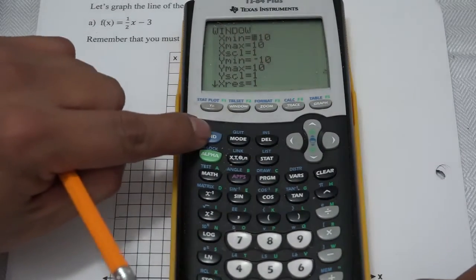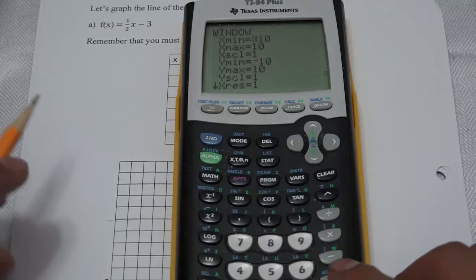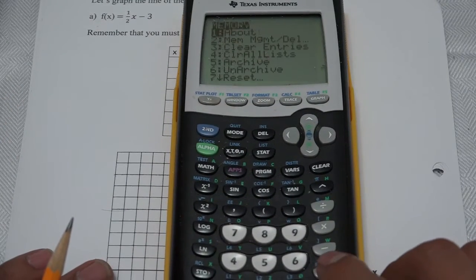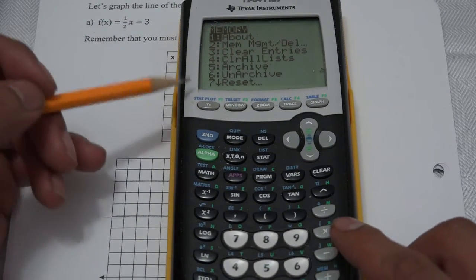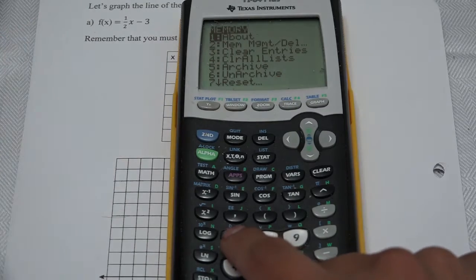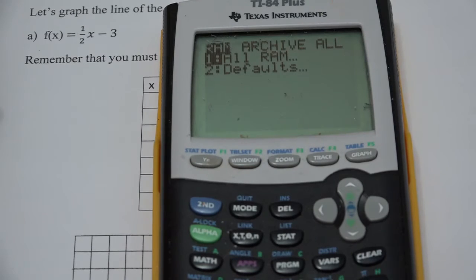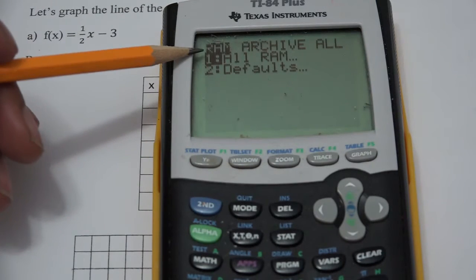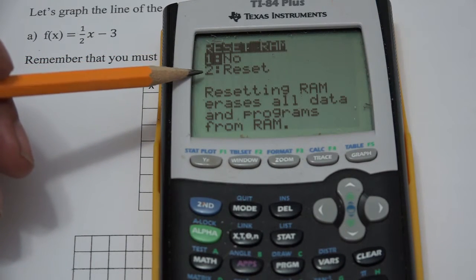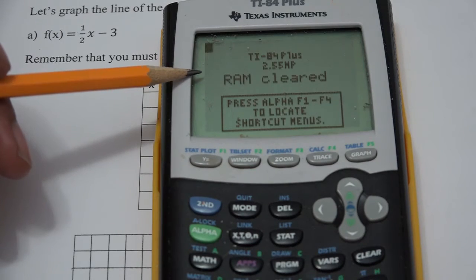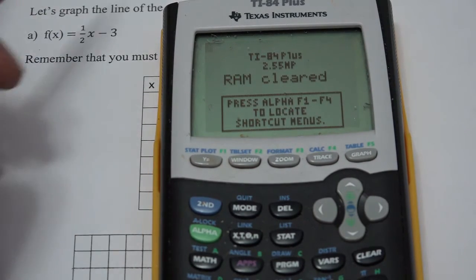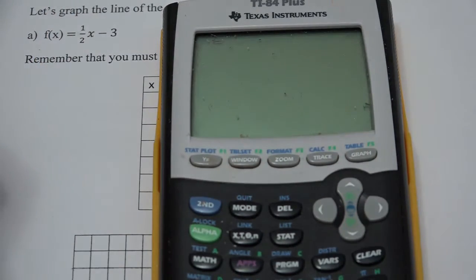You're gonna press second, then the plus sign right here. You're gonna go to choice number 7, which says reset. Then it's gonna ask you, you want to reset? Yes. So you press 1 for all RAM. Are you sure you want to reset? Yes. You press number 2, and the calculator has been reset. Now let me go back over here and let me retrace.